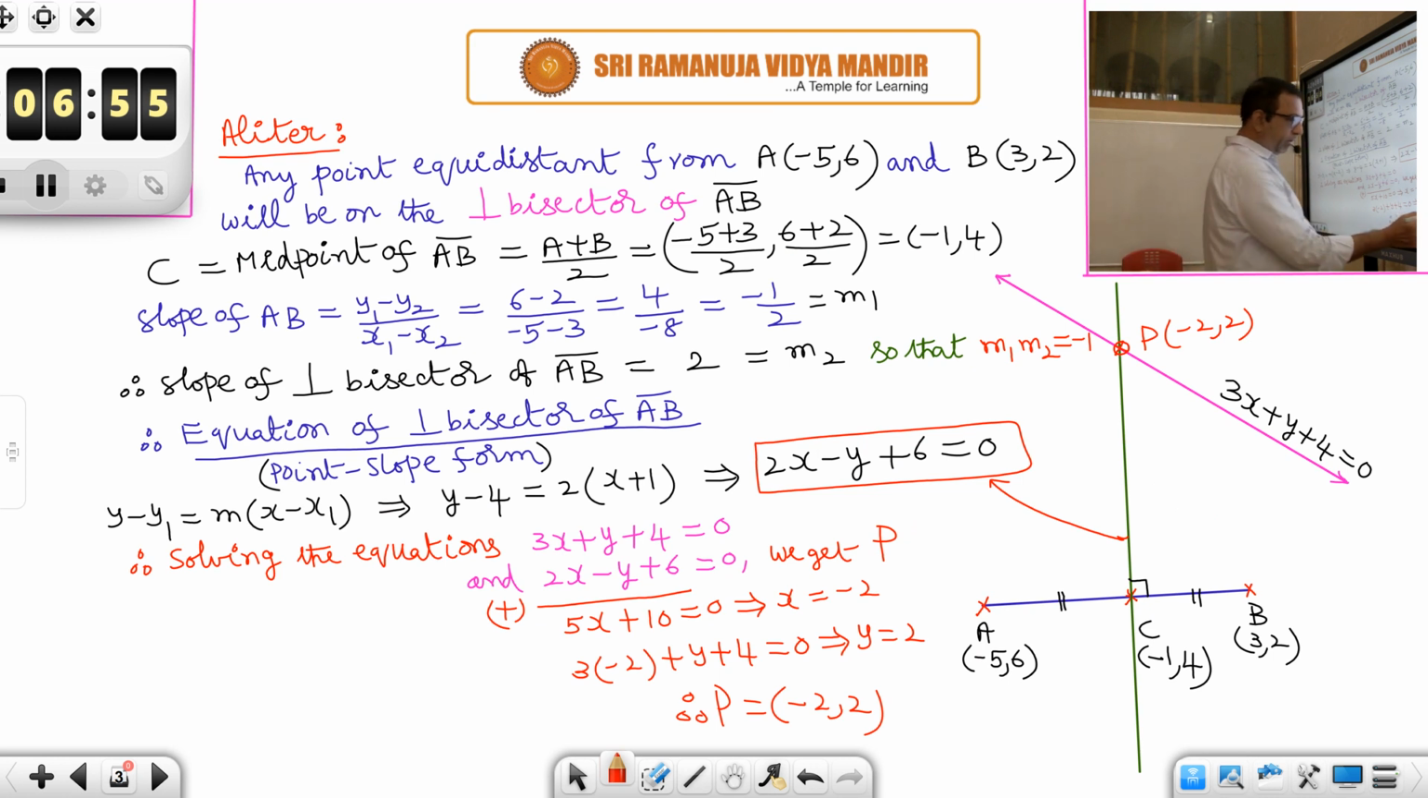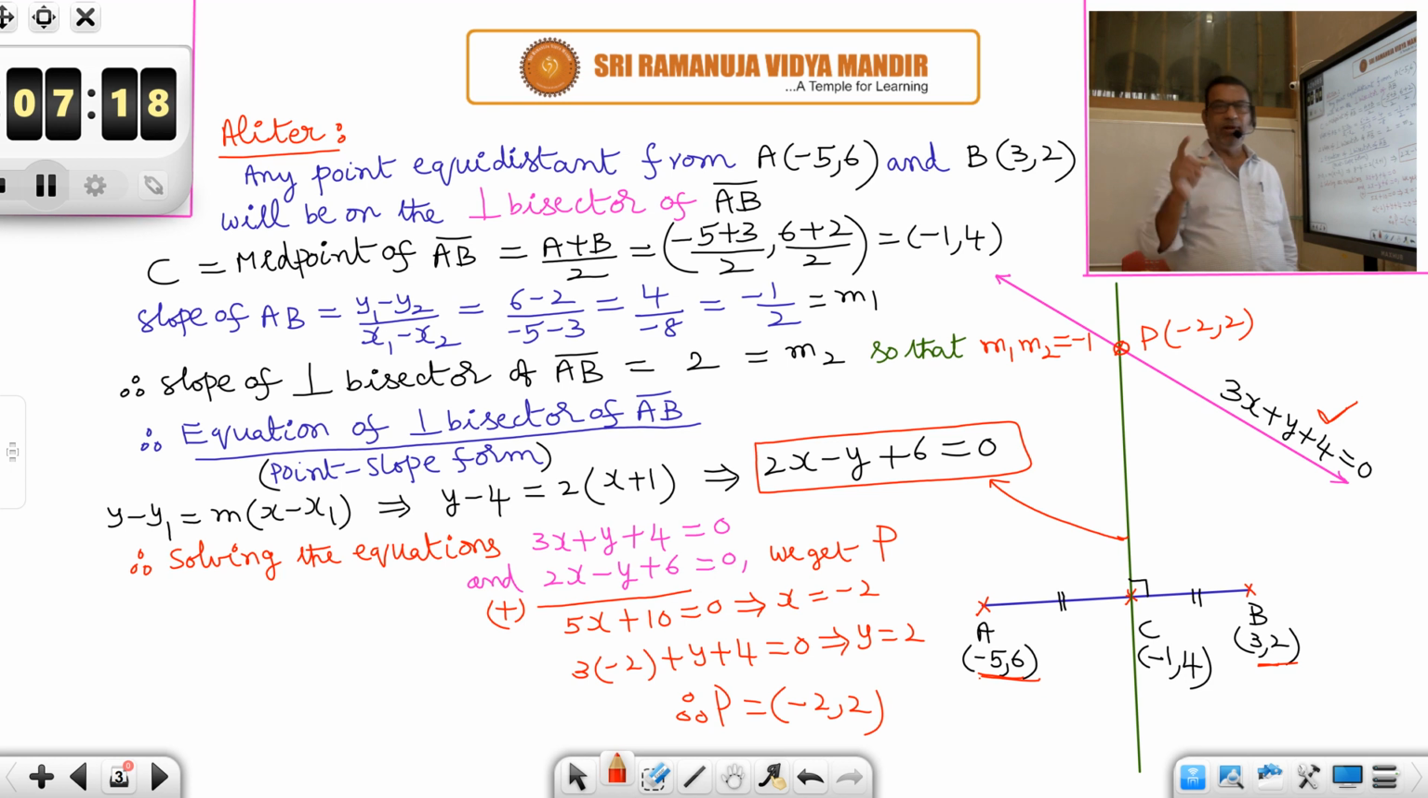He has given 2 points A, B. In the diagram, A is minus 5, 6, B is 3, 2. And suppose this is the line given, 3x plus y plus 4 equal to 0. We want a point on this line 3x plus y plus 4 equal to 0, which is equidistant from the points A and B.